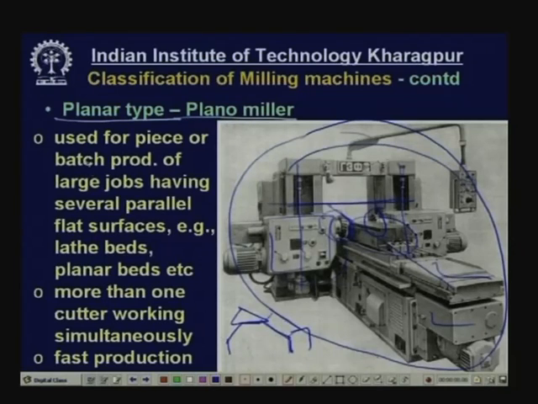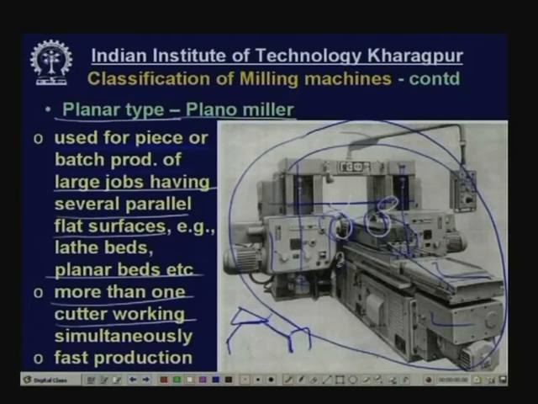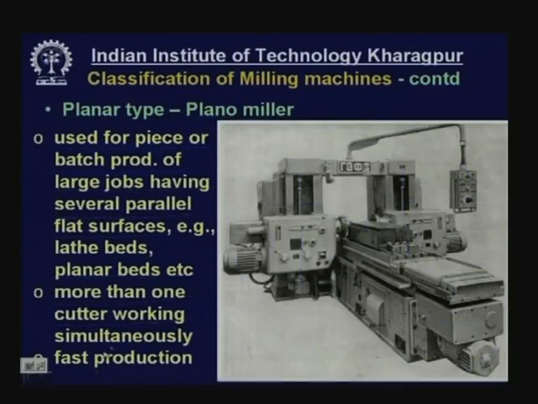It is a highly productive machine used for piece production or batch production. Large jobs having several parallel flat surfaces, like lathe beds or tables of grinding machines and planing machines, are machined in a plano miller. In a plano miller, more than one cutting tool works simultaneously. So, one tool is here, one tool is there. There will be a few more tools from different positions, vertically, inclined or horizontally, like that. The production is fast because several cutting tools work simultaneously.